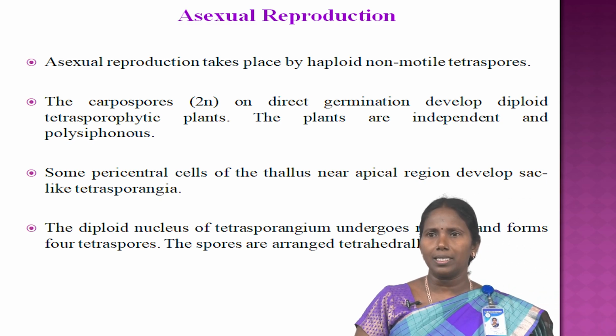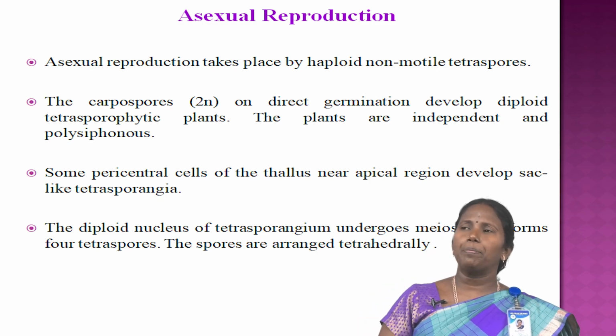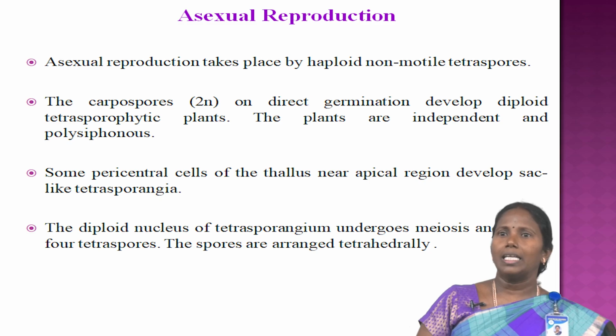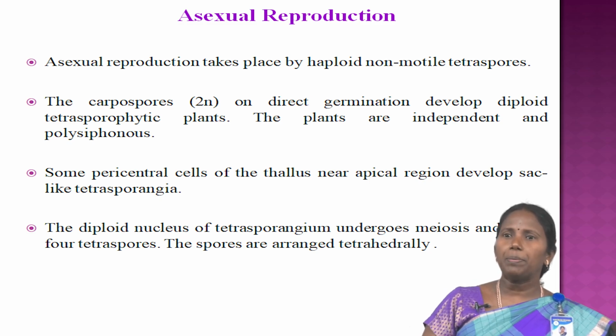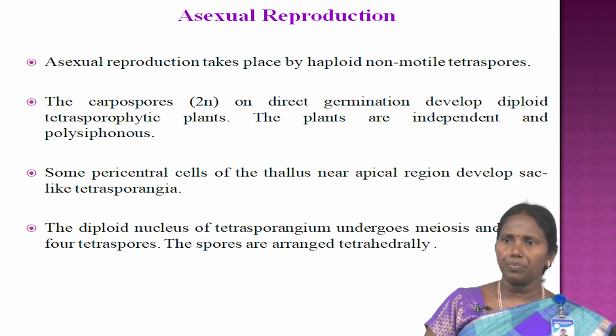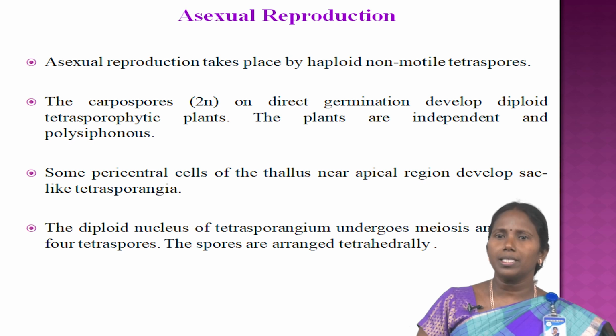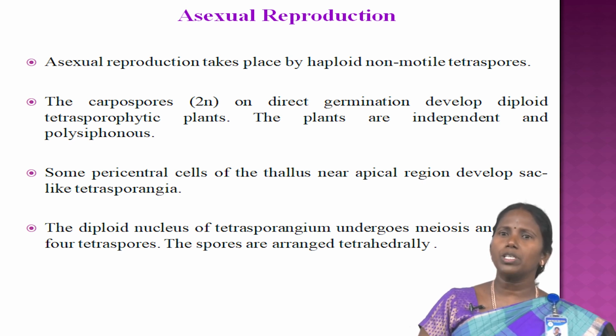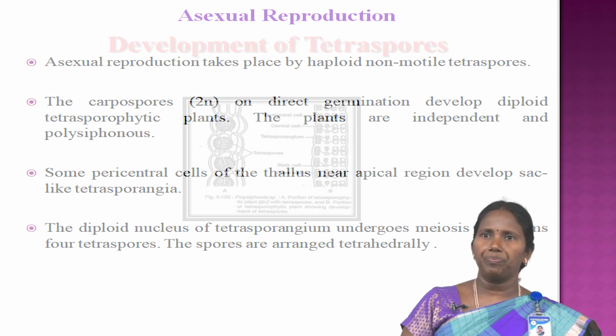Some pericentral cells of the thallus near the apical region develop sac-like tetrasporangia. The diploid nucleus of the tetrasporangium undergoes meiosis and forms 4 tetraspores. These spores are arranged tetrahedrally.